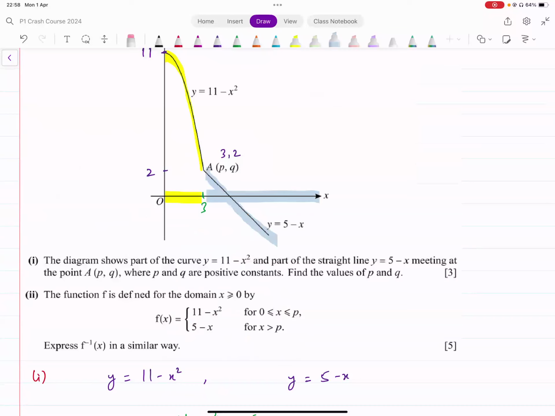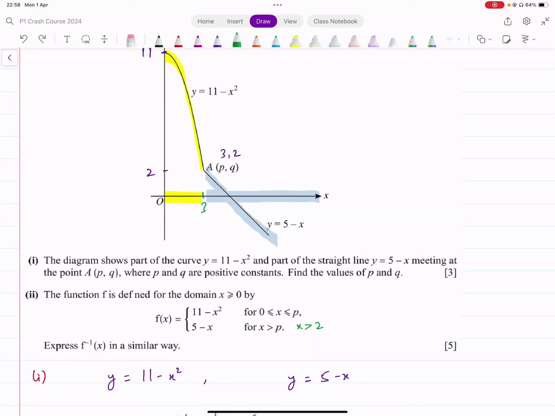What's the range of this part of the function? Anyone? The blue part, the domain for this is x greater than 3, so to the right of this point A, that's the domain. What about the range of the second part of the function? Blue part. Anyone? Is less than or equal to 2. Less than or equal to?